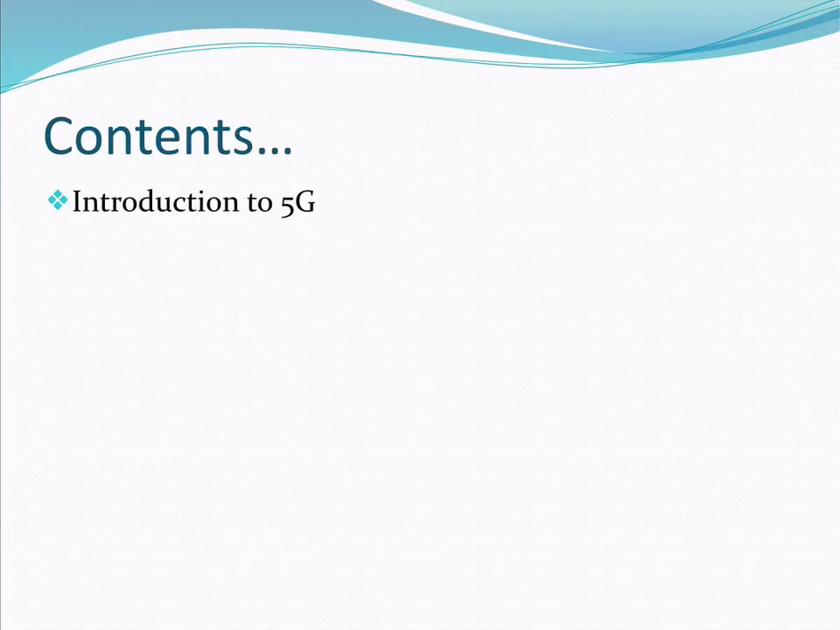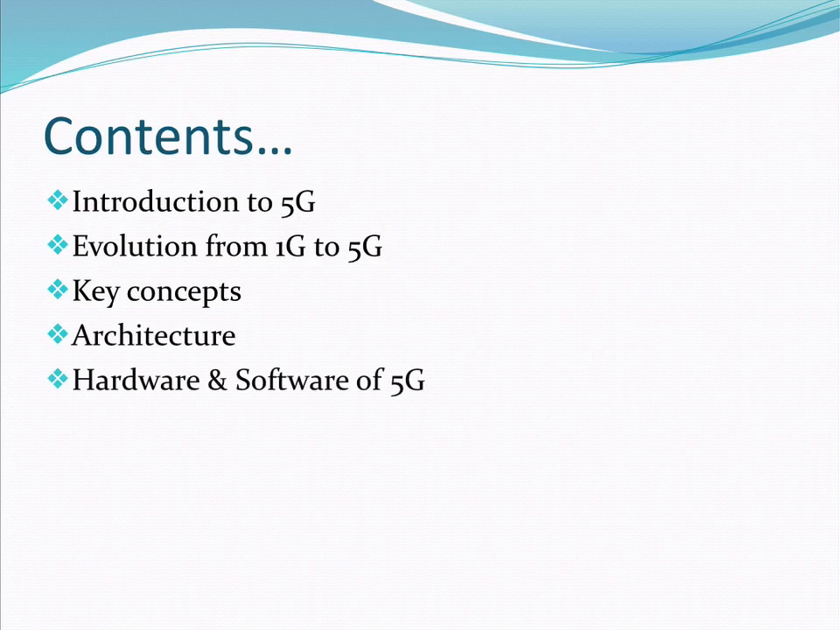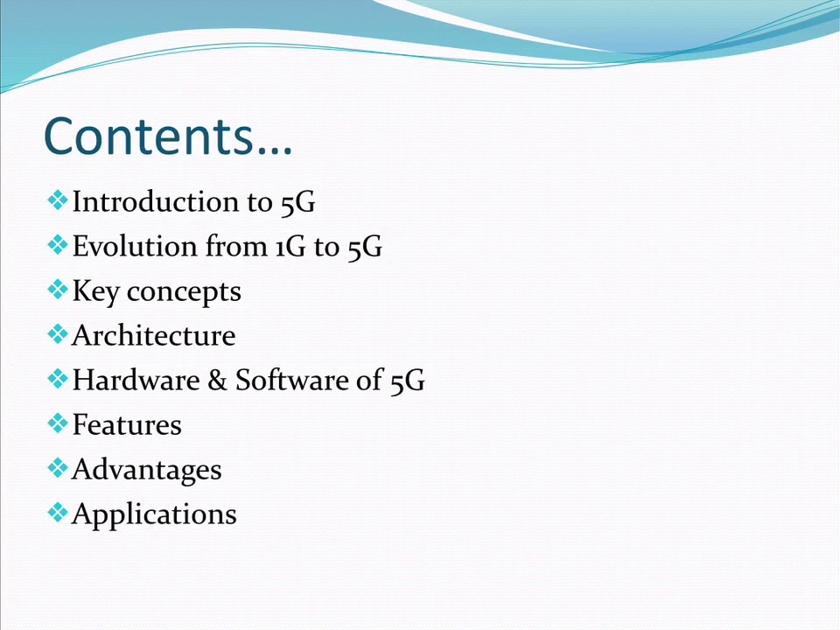So first we will see the introduction of 5G, then the evolution from 1G to 5G. The G means generation, how it comes from first generation to fifth generation, and we will see the key concepts, and we'll see the architecture of 5G, how it will work, like hardware and software, and we'll see the main features of 5G, and we'll see the advantages and the applications, and we'll close with the conclusion.